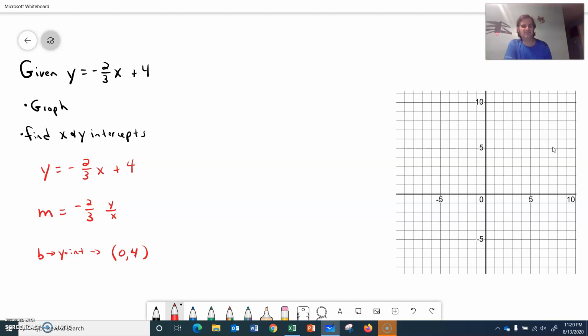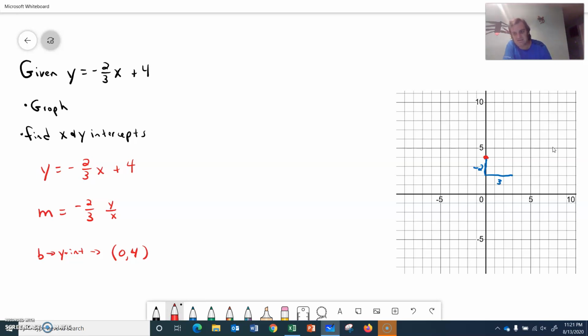So remember I told you if you're going to graph these from slope-intercept form, first thing you should do is plot the y-intercept, which was 4 on the y-axis. And then use the slope to move. So the slope is negative 2/3, so we'll come down 2, and we'll go over 3.